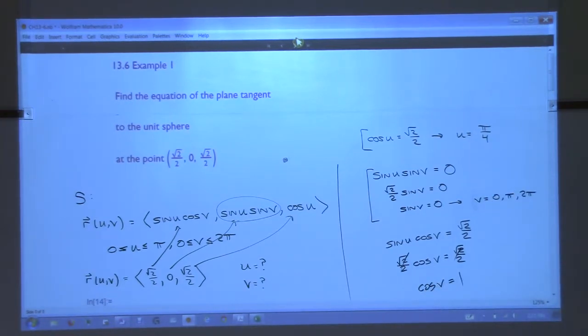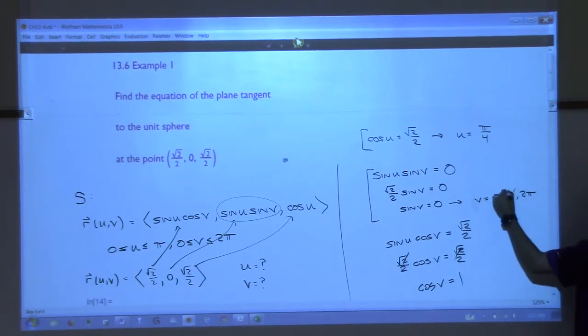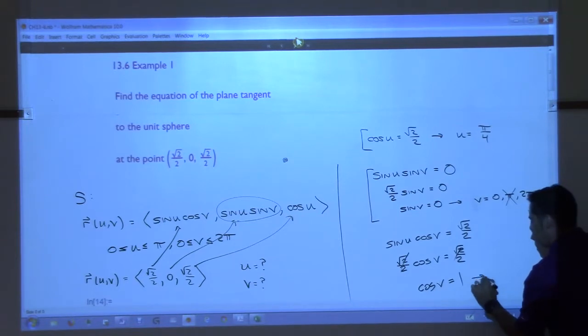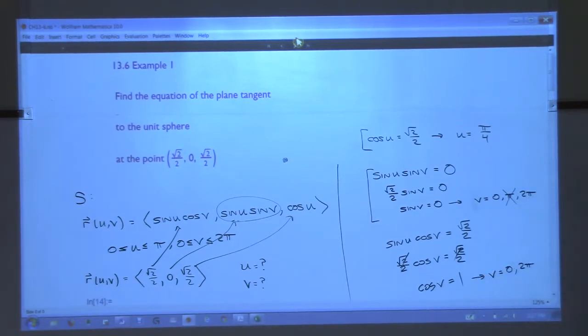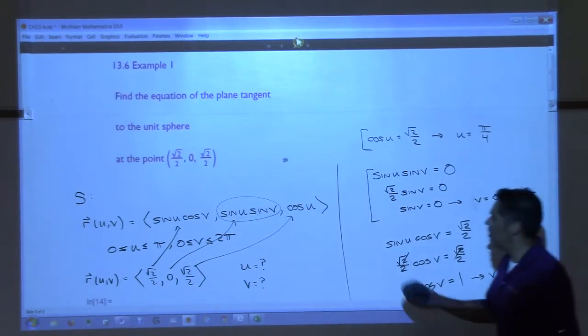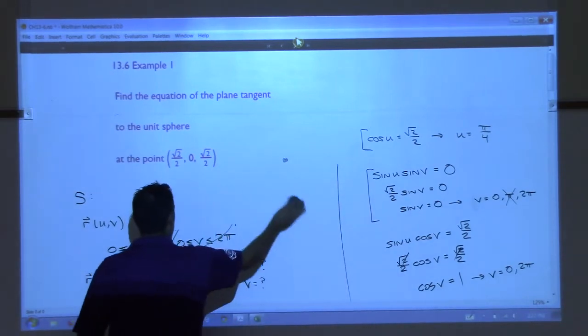And where does that happen? 0 and 2 pi. This only happens at 0 and 2 pi, right? So that eliminates pi as being possible. So v must be 0 or 2 pi. And since 0 and 2 pi correspond to the same point on the sphere, we're free to use either one. That okay? Okay, so let's go figure out what the normal vector is.